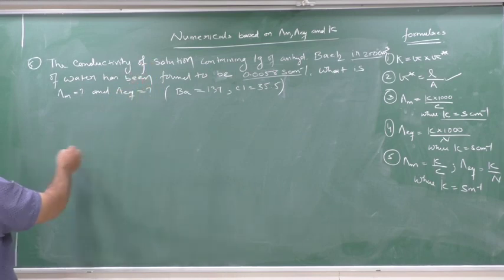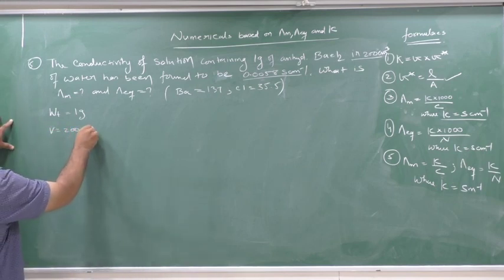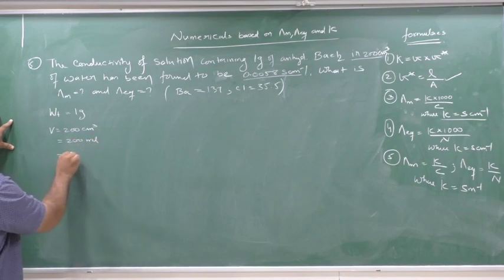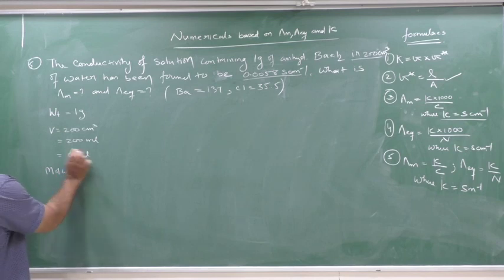So, containing 1 gram. The weight they have given is 1 gram. The volume they have given is 200 centimeter cube, or I can write 200 ml, or I can write 0.2 liter. Clear? Clear this part? And they have given the molecular weight of BaCl2. So how much is the molecular weight?